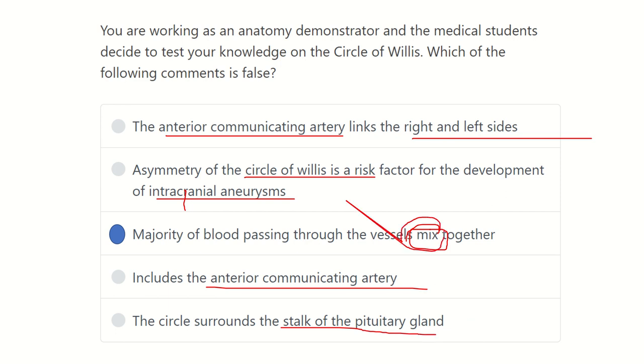So the false statement in case of the circle of Willis is that the blood mixes; it usually doesn't mix, and it supplies the brain in separate parts.